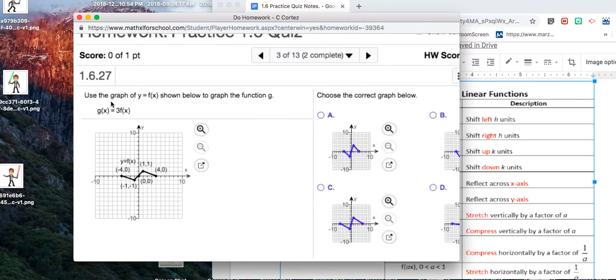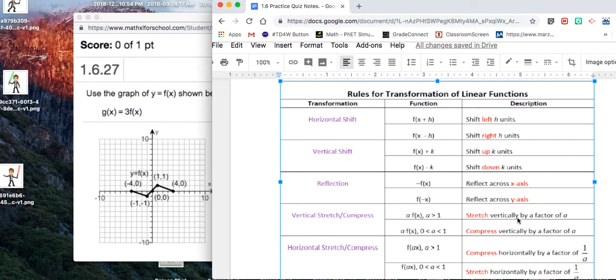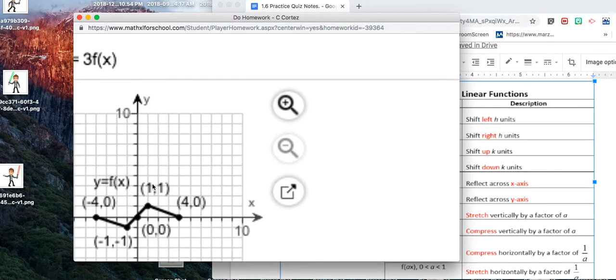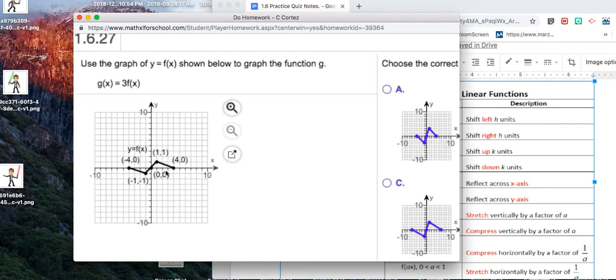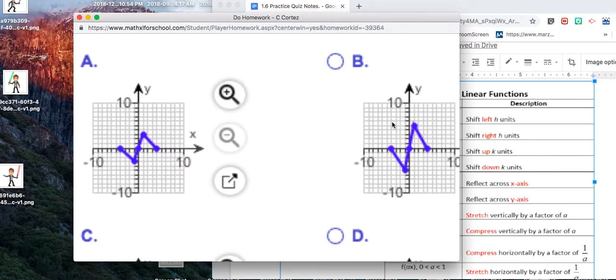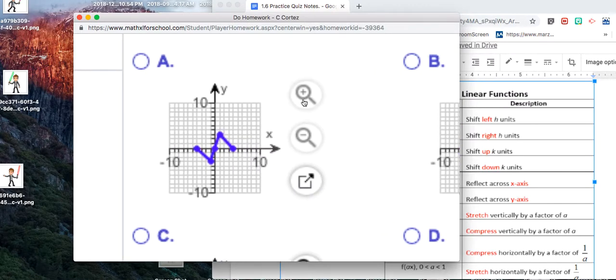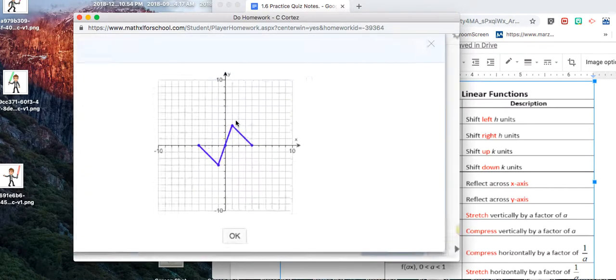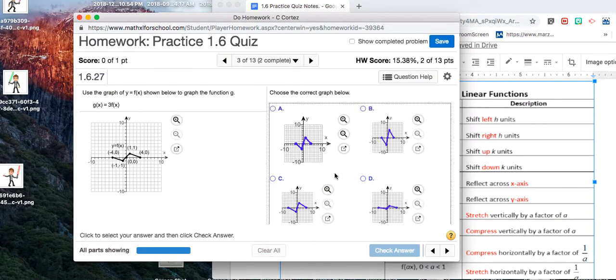This is gonna have a term on the outside, so we're stretching this vertically by 3, so this needs to move up 3 times as quick. So originally 1, 1 would have to be amplified 3 times. 0, 0 stays the same, so we're looking for something that's just moving a bit higher up. So if we pull these out, this one's moving up 3 times as much, so this one should be good.